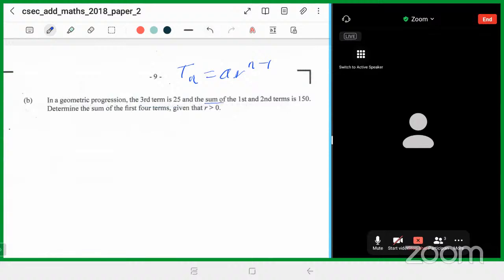The sum of the first and the second term, meaning when you add the first and the second term, and it's just two terms, you don't need a formula for that. Just put down what the first term is, what the second term is, and add them, with a plus between them. It equals 150. So you're going to get two equations, and you solve them simultaneously. Remember what I told you: when you're solving simultaneous equations given by a GP, you divide them. It's a good tip to remember.